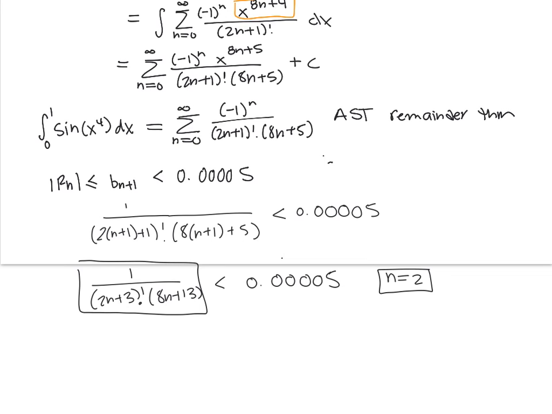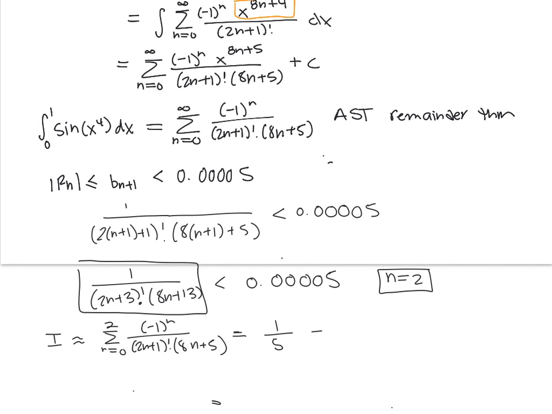So that tells you that you can approximate your integral, which I'm going to call I, as about equal to a sum from n equals 0 to 2 of negative 1 to the n over (2n plus 1) factorial times (8n plus 5). And inputting those n's, when you input 0, you get negative 1 to the 0, which is 1, over 1 factorial, which is 1, times 5, so 1/5.